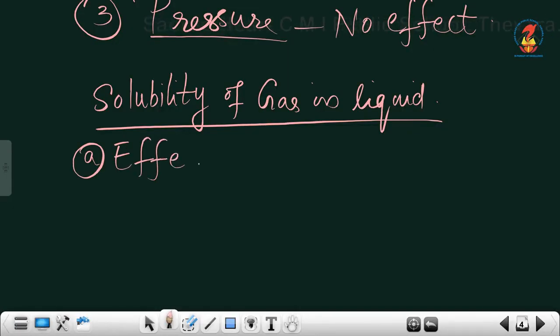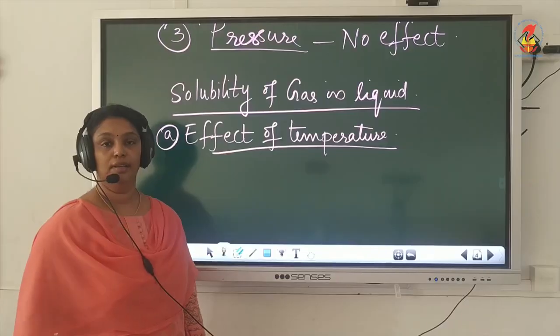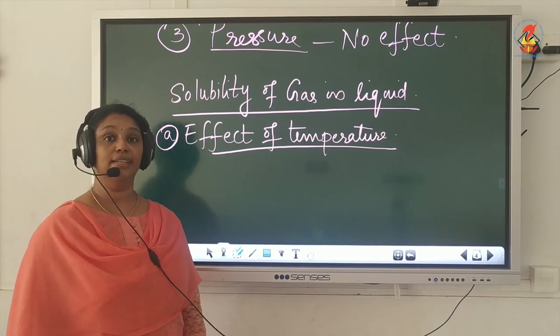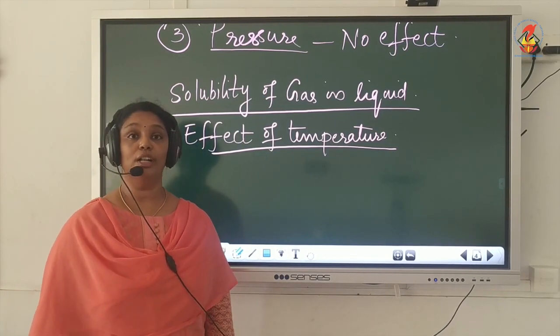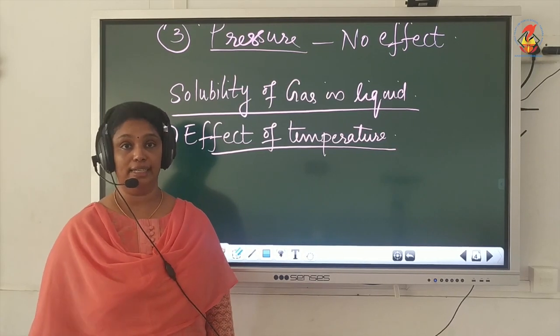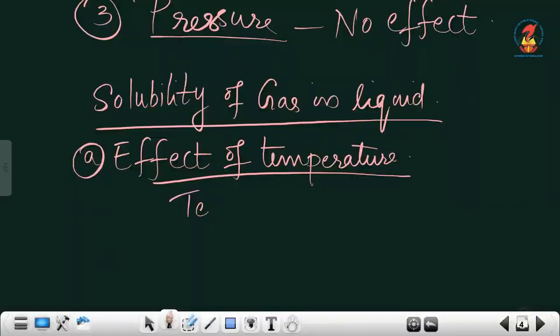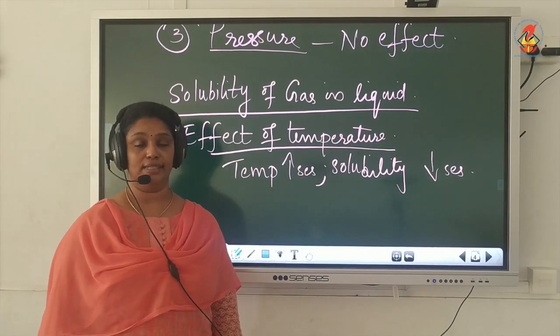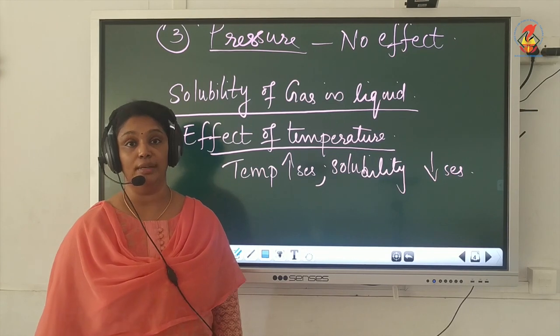Effect of temperature on solubility of gas in liquid. Now, as temperature increases, solubility of gas in liquid decreases, because the dissolution of gas in liquid is an exothermic process.